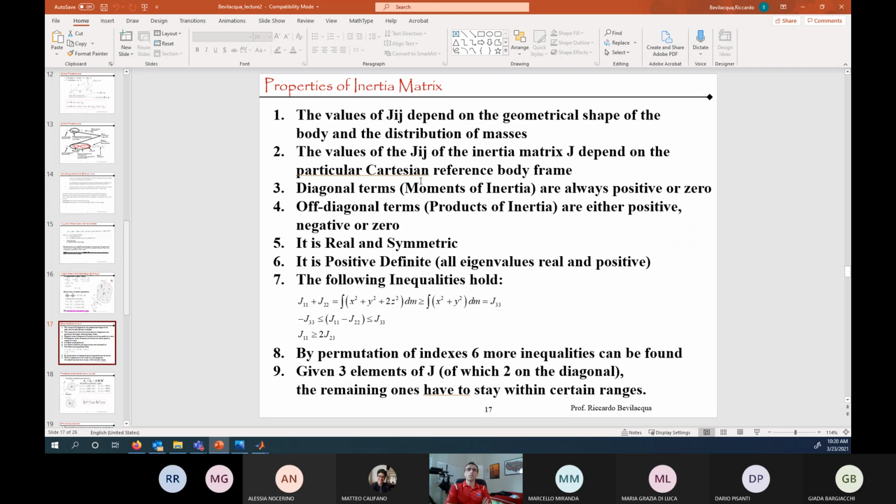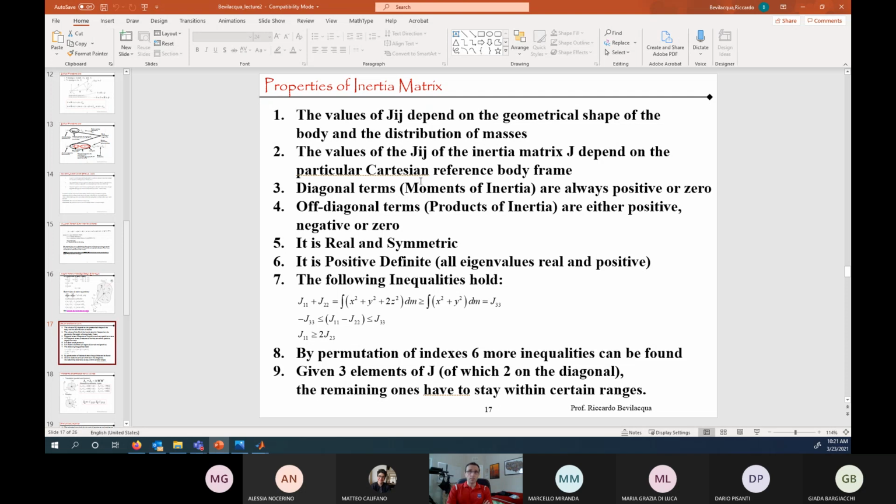So, all right. Properties to be remembered of the inertia matrix. It's very important. It does depend on the geometrical shape and distribution of the masses, of course. It does depend on what Cartesian body reference frame you've chosen. We just looked at that. You can diagonalize. The ones on the diagonal are called the main moments of inertia, and they're always positive or zero. The off-diagonal terms, if you haven't diagonalized your matrix yet, called products of inertia, are either positive, negative, or zero. It is a matrix that is always, of course, real and symmetric. If you get an inertia matrix that is not real and not symmetric, it's not an inertia matrix. You're not talking about an actual rigid object, a physical, meaningful object in reality.